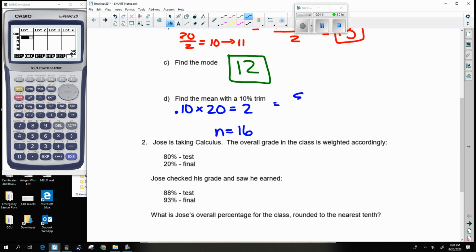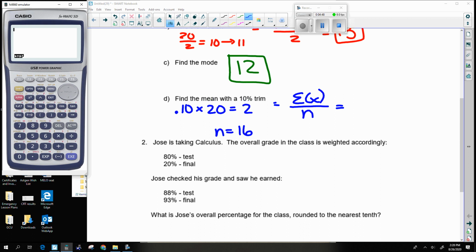Now the rest is just business as usual. I find the mean just like I normally would. So I go to my calculator and I add them all up. And this time I'm dividing by 16, not 20.